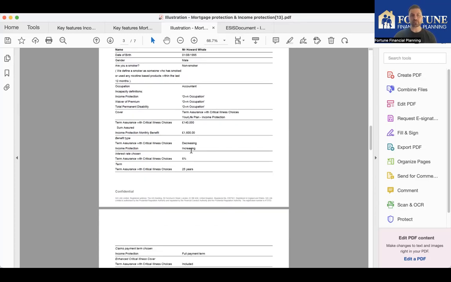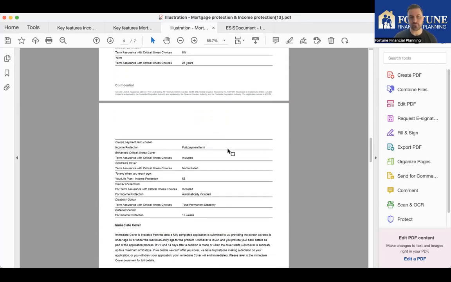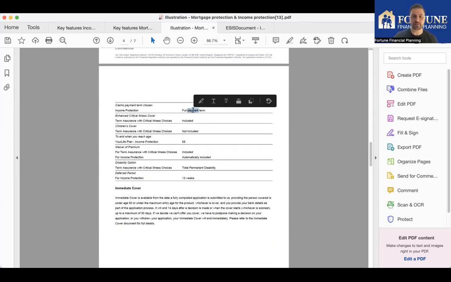Also, with the income protection, I've included indexation. That's an increasing policy based on inflation. Of course, the cost of living at the moment, especially, is going up and up. So he will receive an annual review from AIG, giving the option to increase based on the retail price index in the future. Now, really important, the income protection policy is a full payment term. It doesn't pay out for 2, 3, 5 years or 10 years.